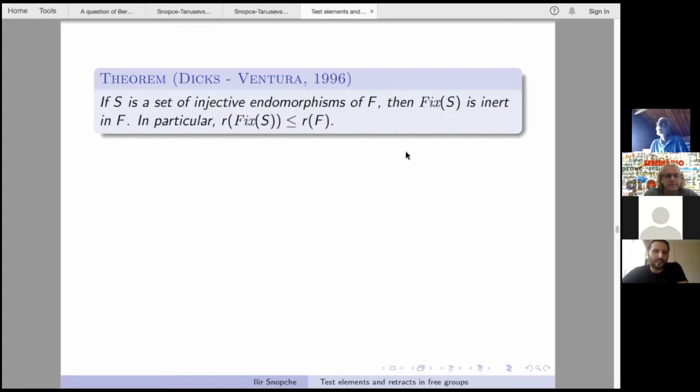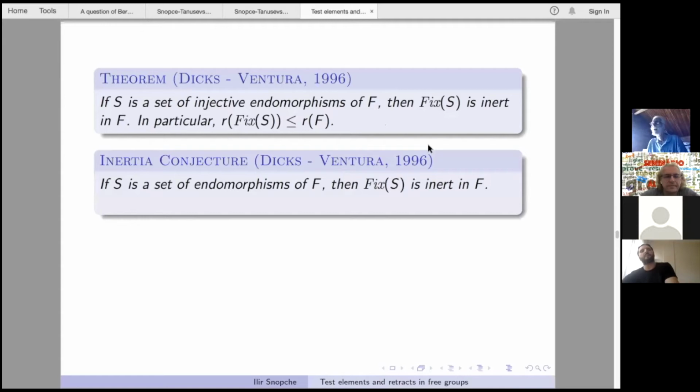Dicks and Ventura interpreted the theory of Handel and Bestvina using algebraic language and extended it slightly, and they got this beautiful result. In the same paper, they made the following conjecture, which is known as the inertia conjecture. If S is a set of endomorphisms of F, then Fix S is inert in F. Of course, if Fix S is inert in F, then we will have this bound on the rank. And this conjecture is equivalent to the following: every retract of Fn is inert.